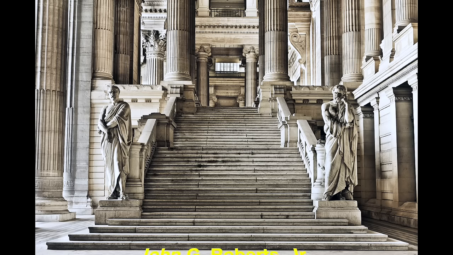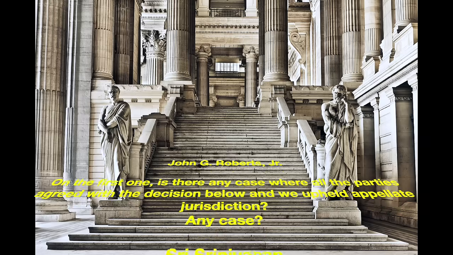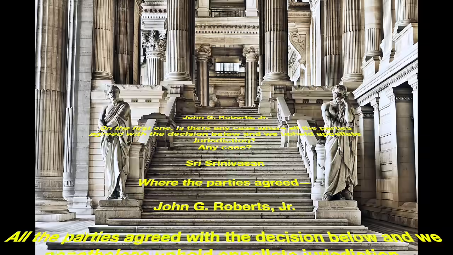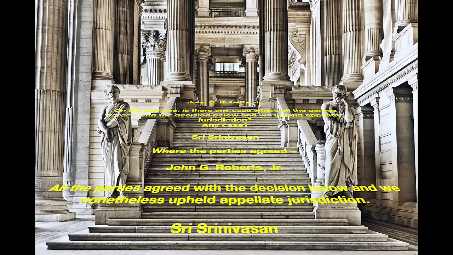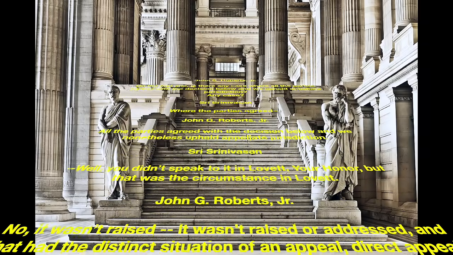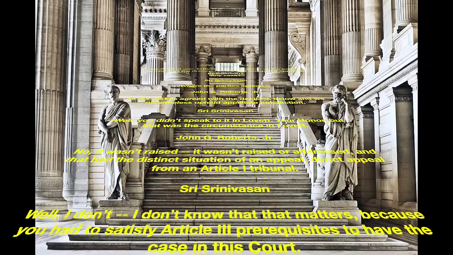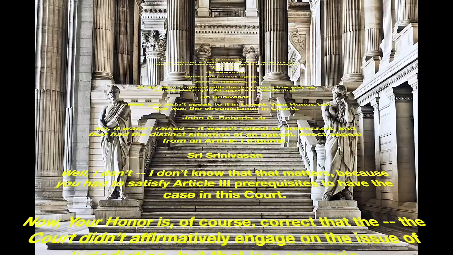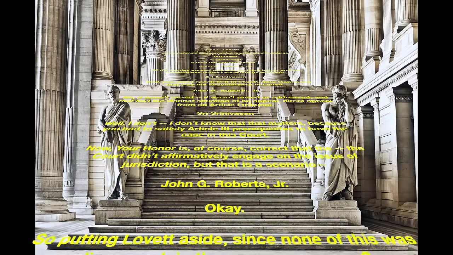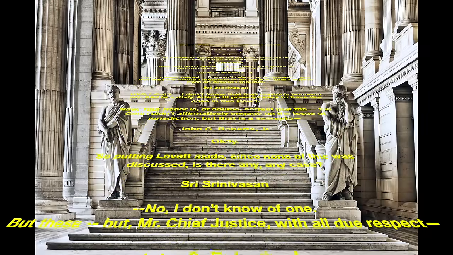On the first one, is there any case where all the parties agreed with the decision below and we upheld appellate jurisdiction? Any case? Where the parties agreed? All the parties agreed with the decision below, and we nonetheless upheld appellate jurisdiction. Well, you didn't speak to it in Lovett, Your Honor, but... No, it wasn't raised. It wasn't raised or addressed, and that had the distinct situation of a direct appeal from an Article I tribunal. Well, I don't know that matters because you had satisfied Article III prerequisites to have the case in this court. Now, Your Honor's of course correct that the court didn't affirmatively engage on the issue of jurisdiction, but that is okay. So putting Lovett aside, since none of this was discussed there, any case? No, I don't know of one. But Mr. So this is totally unprecedented.